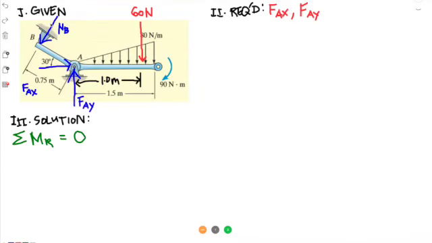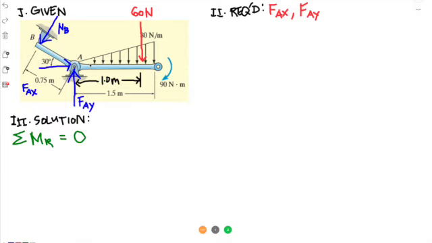So at B, it's a smooth contact, so there is a reaction which is perpendicular to the point of contact, such as this, and we'll call it F sub B. A is pin supported, so there are two reactions, FAY and FAX. As you can see, we have a distributed load, and the distributed load forms a triangle.